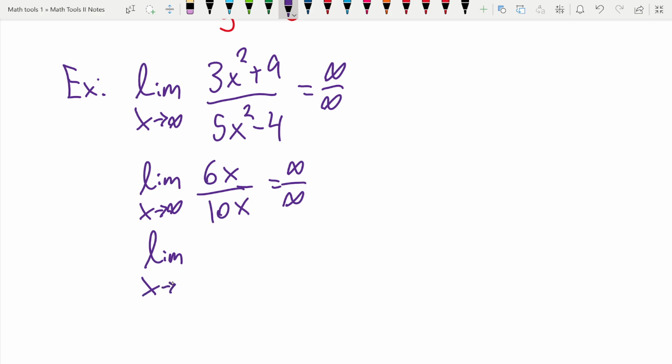Okay. So we get 6 over 10, which is just going to be the limit, which is 3/5. Okay. So you can keep doing it more than one time.